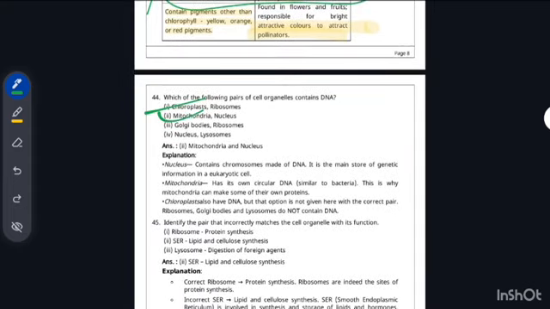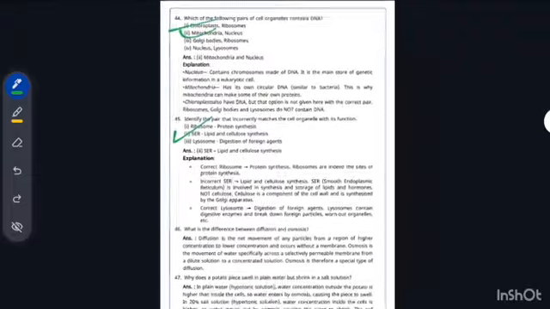Identify the pair that incorrectly matches. Ribosomes, protein synthesis, that is correct. SER, lipid and cellulose. Cellulose is not there. This one is the correct option.